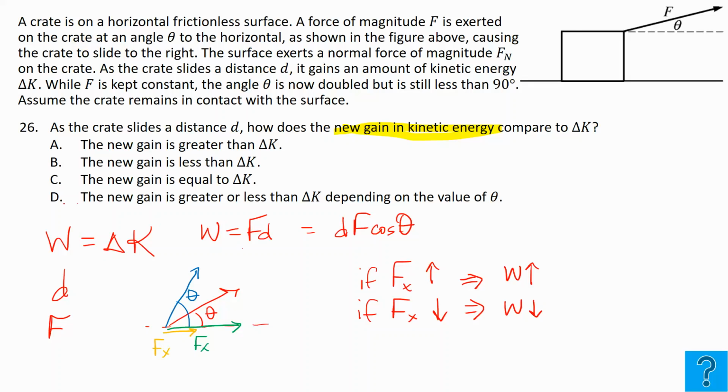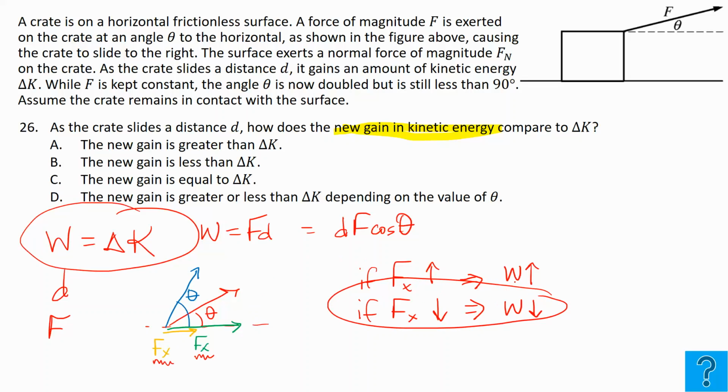If my work decreases, going back to this relationship, my change in kinetic energy has to have decreased as well. What you can see is that our original F_x is much larger than our new F_x. Our new F_x has to be smaller. So this is what we're looking at here. Our new F_x is smaller, the work done is smaller, which means that our kinetic energy has to be smaller as well. So your answer is therefore B.